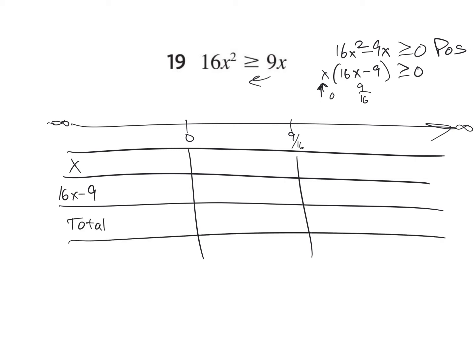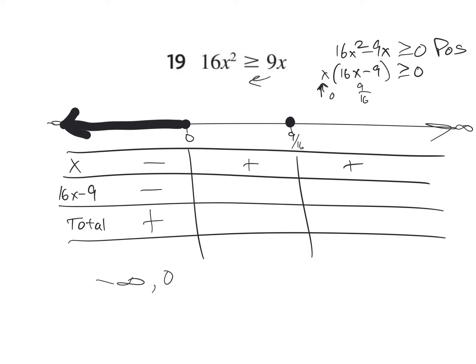Less than 0 is negative 1. So negative 1 for x gives us a negative. And so from here, we just go across. That's what x is going to be. So 16 times negative 1 is negative 16. Minus 9 is a bigger negative. Multiply those together, you get a positive. That's what we're looking for. So from negative infinity to 0. And we do have an equal sign, so this will be colored in. And the 9/16 will be colored in. And it's shaded from negative infinity to 0.